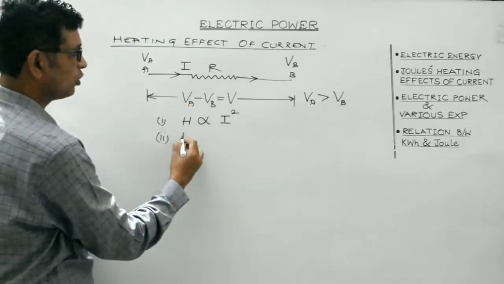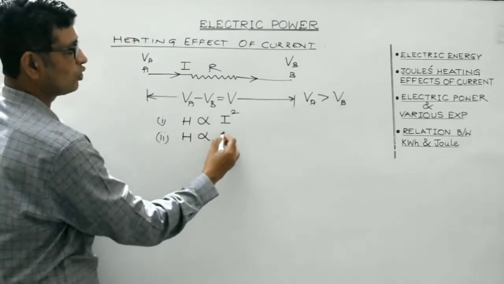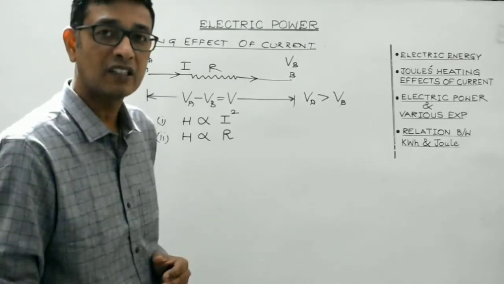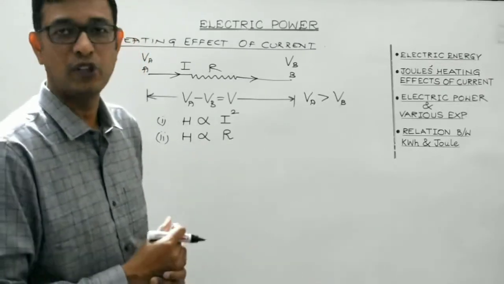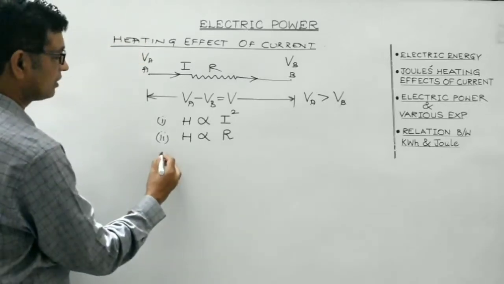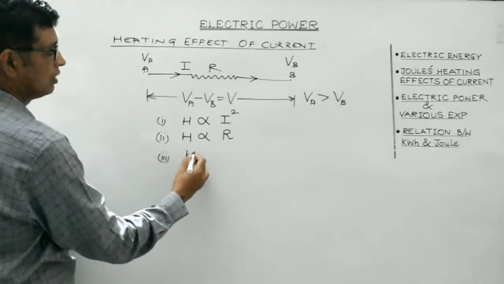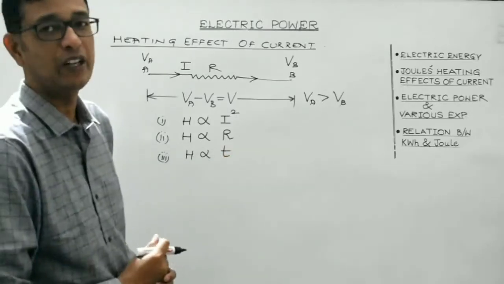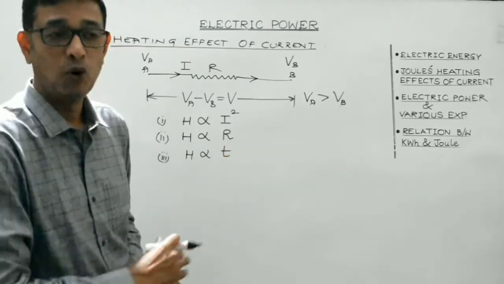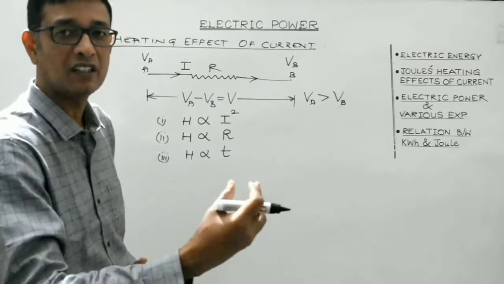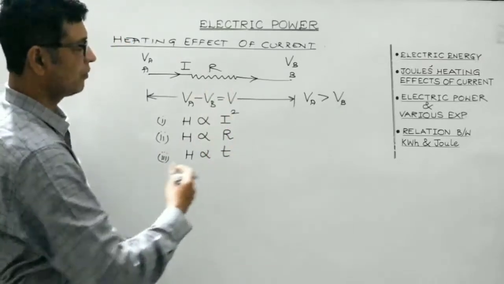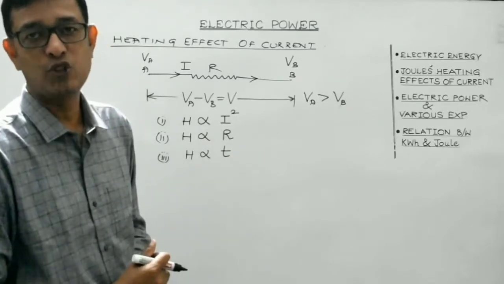And it is also found to be directly proportional to the resistance offered by the conductor. Greater the resistance offered by the conductor, more is the amount of heat produced across it, right? And third is, it is directly proportional to the time during which current is made to pass through the conductor. The more the time the current flows through the conductor, the more the conductor gets heated up, right? So these were some observations which James Joule made.